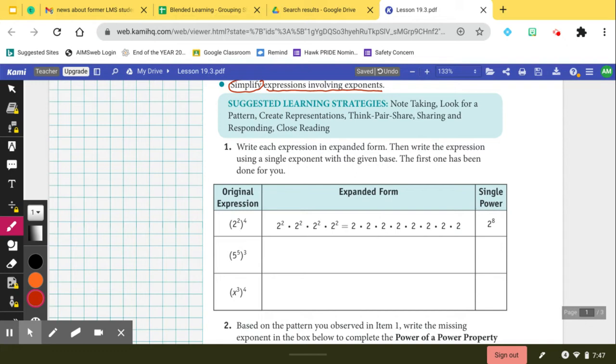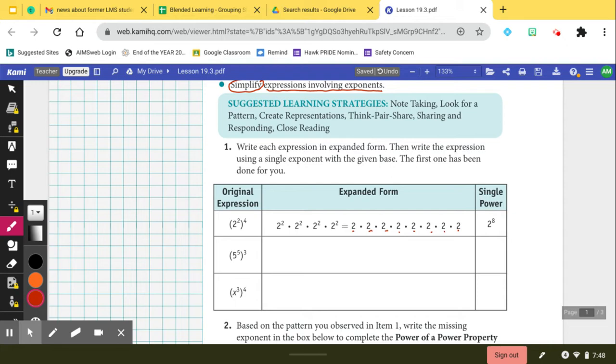It says, write each expression in expanded form, then write the expression using a single exponent with the given base. The first one has been done for you. So we have 2 to the second power being raised to the fourth power. Well, that is telling me I'm going to multiply 2 to the second power by itself 4 times. So we have 2 to the second times 2 to the second times 2 to the second times 2 to the second. Well, each of those 2 to the seconds can be written out as 2 times 2. So this becomes 2 times 2 times 2 times 2 times 2 times 2 times 2 times 2. So really we're multiplying 2 by itself 8 times.